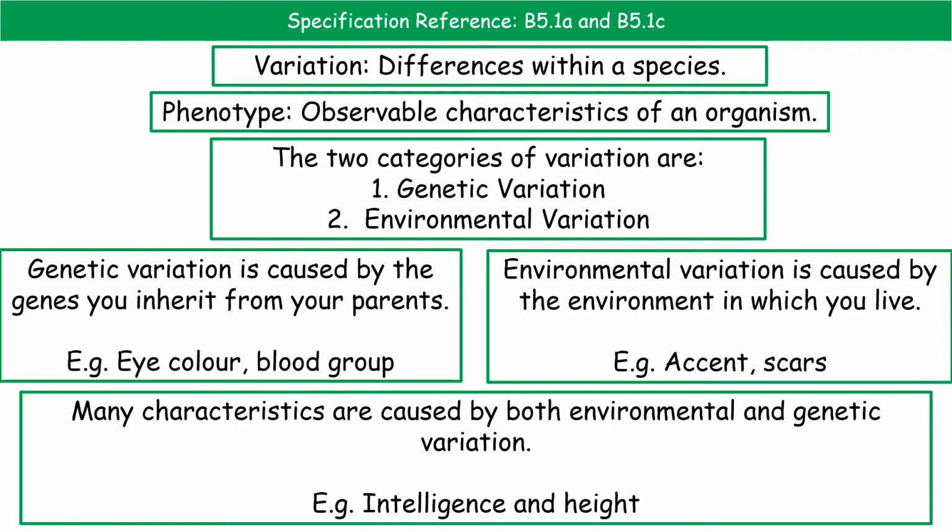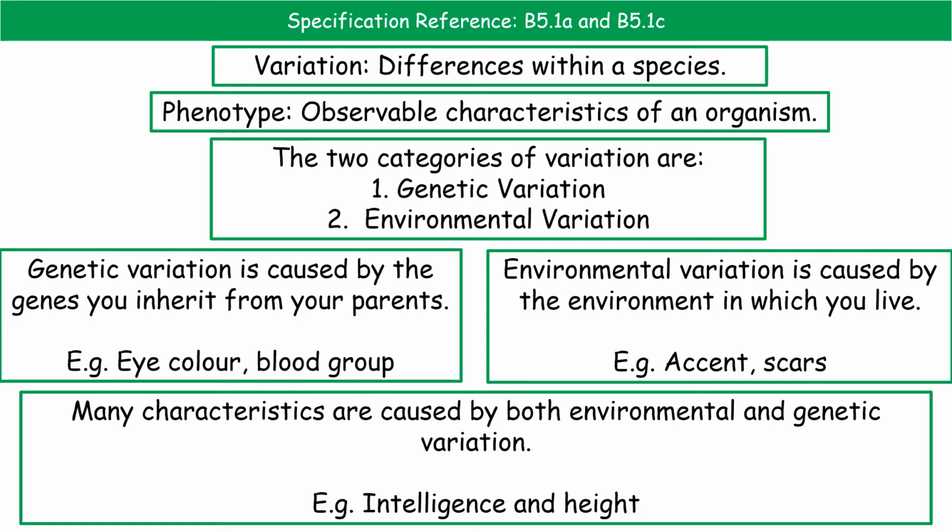To start off with then, we need to know a couple of key terms here. The word variation just refers to differences within a species, and the phenotype are the observable characteristics. So what we mean by that are the things you can see. So someone with blue eyes, that would be the phenotype. If they have brown hair, phenotype.